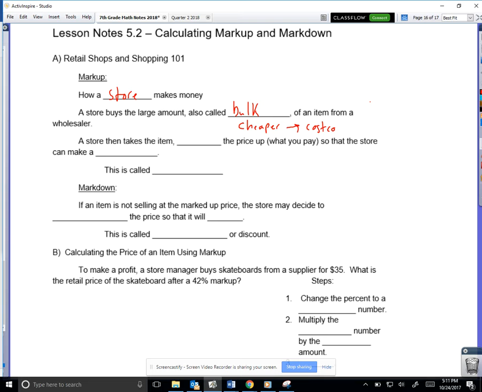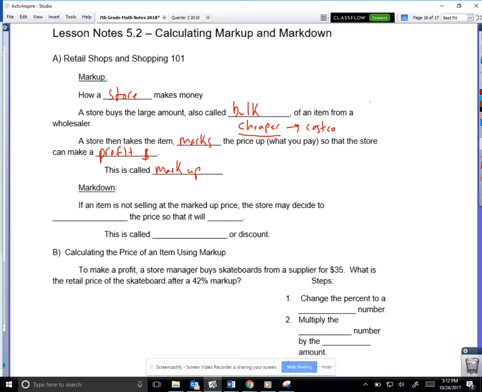And then the store takes the item it buys in bulk and marks the price up. This is what you pay. After it marks the price up, this is what you pay so that the store can make a profit. That's how they make money. They buy stuff for cheaper, and then they sell it for more money, and they end up making a profit. This is called markup, because they take the price they bought it at and mark the price up so that they can make some money.